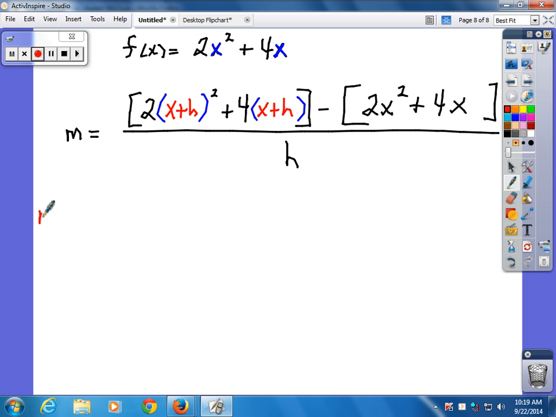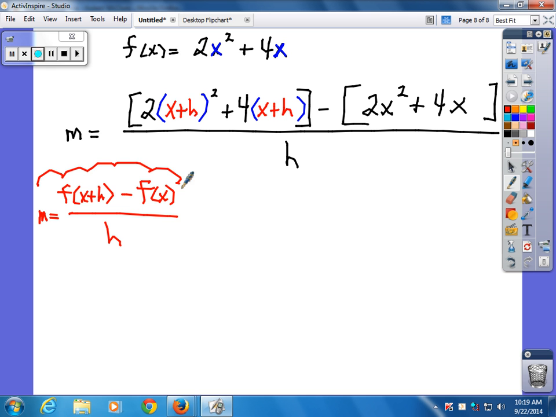m is equal to f of x plus h minus f of x over h. This is the difference quotient. That's what I showed y'all the other day with the slope of the graph. Okay? That tells you that whatever your function is, you're going to draw a big set of parentheses wherever there's an x, and you're going to plug x plus h in.